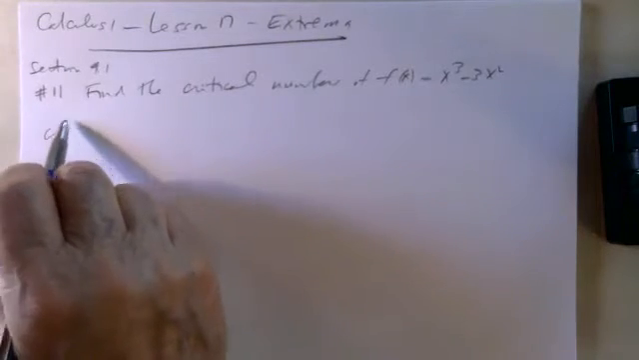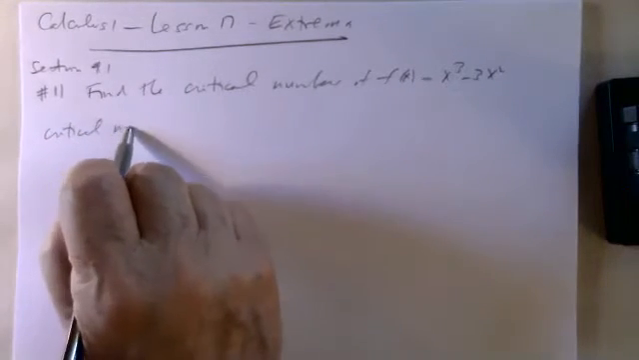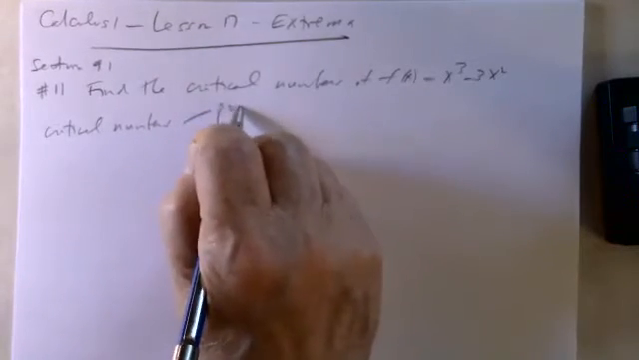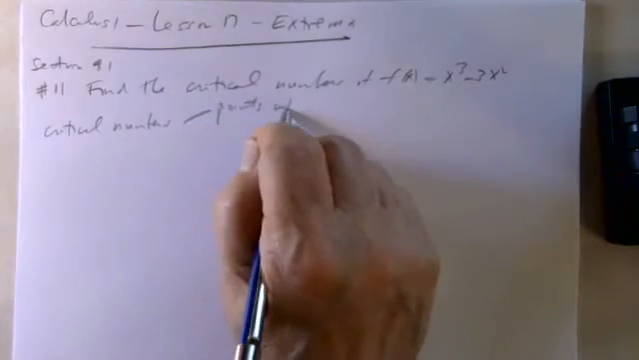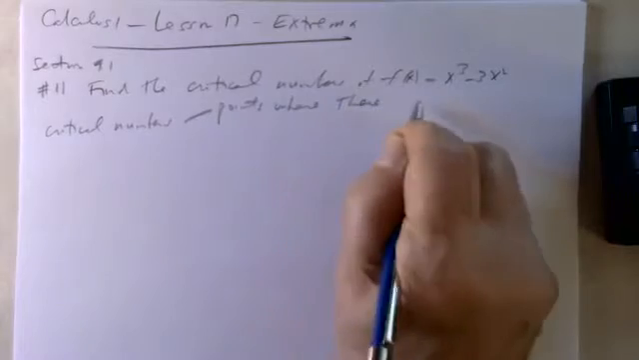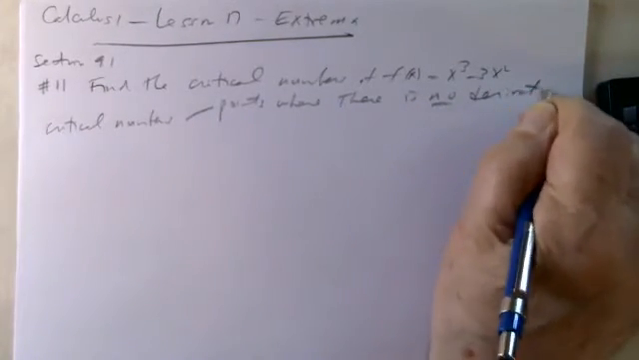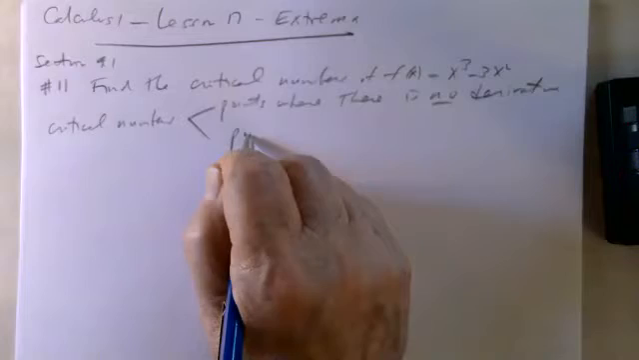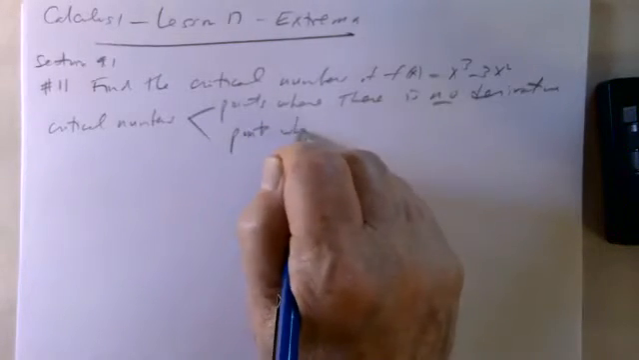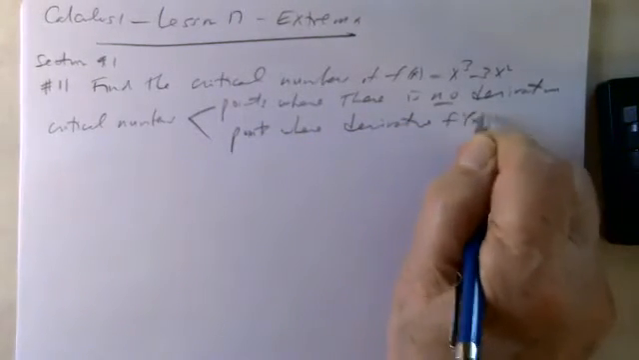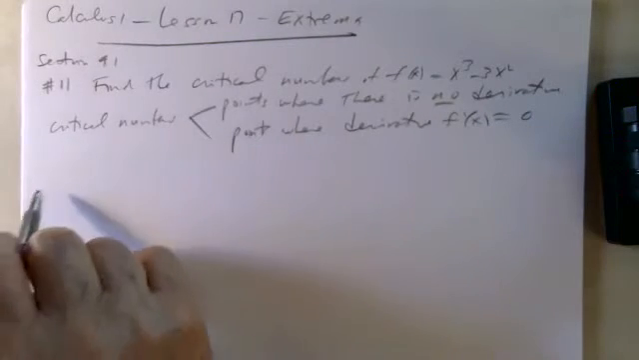So there are two kinds of critical numbers. They're points where there is no derivative, it's not defined, it doesn't exist, and points where the derivative f prime of x is 0.